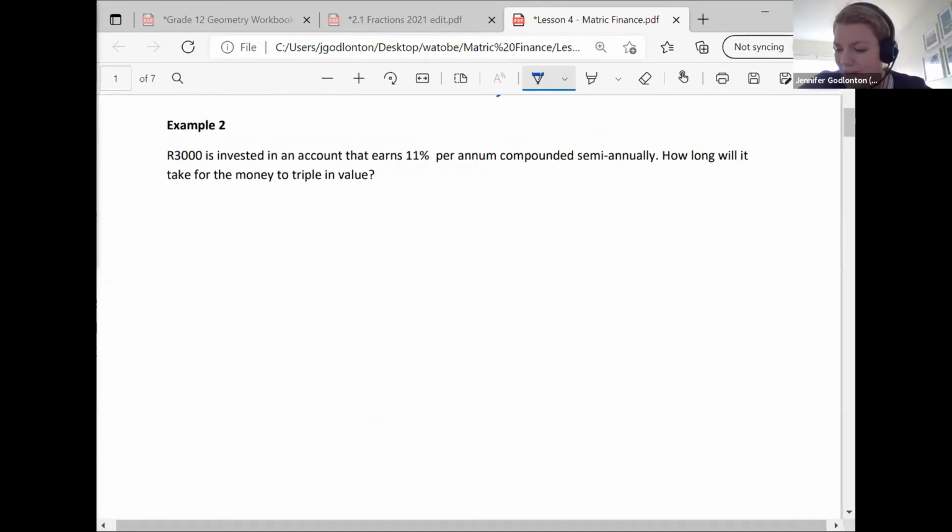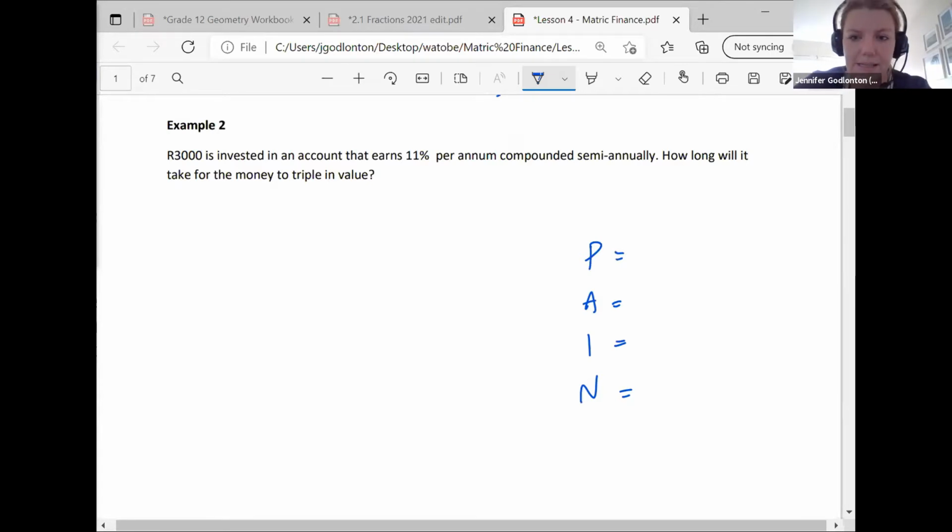So 3,000 Rand is invested in an account that earns 11% per annum compounded semi-annually. So Leander, that's what you were asking about there. How long will it take for the money to triple in value? So think about what you have to fill in. Let's write our P, A, I and N down on the side.